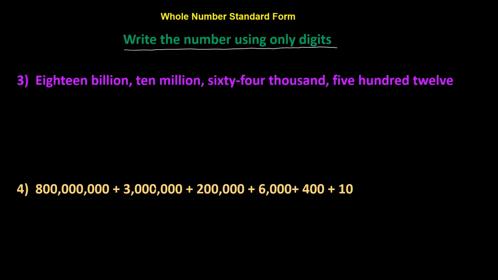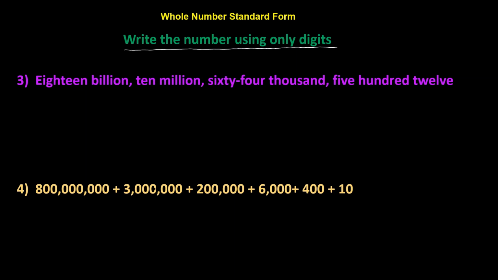Great. So let's read this question number 3 together. 18 billion, 10 million, 64,512. By the way, you will start from here, 18 billion. So if you start from billion, how many periods do you have? Yes, sure, you have 4 periods. Great. Period for billion, million, thousands and units. When you start, you will start from left to right.